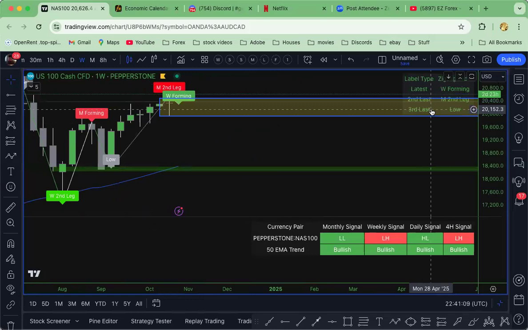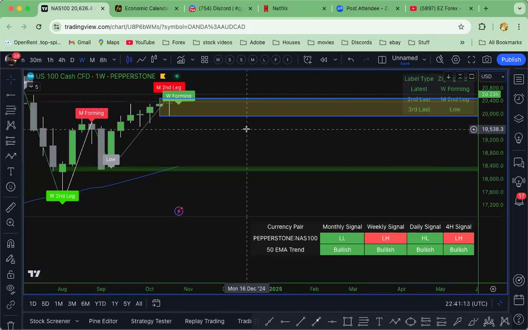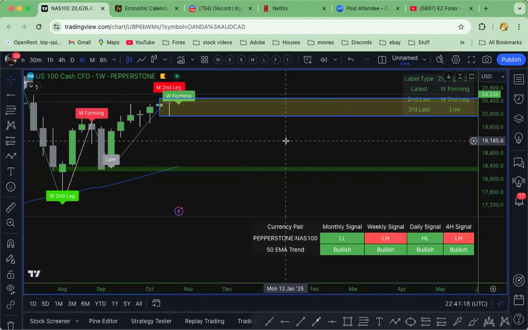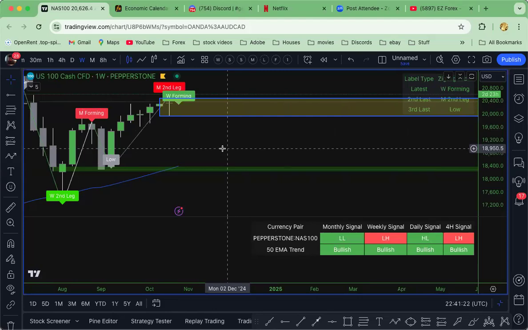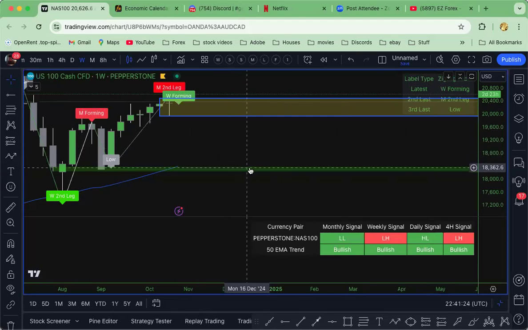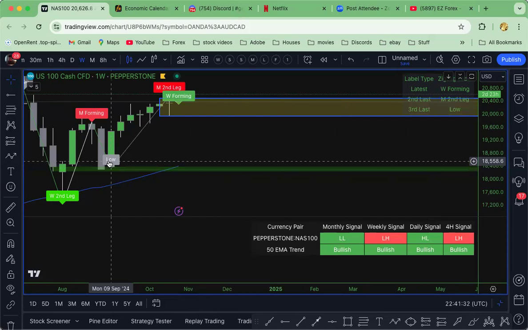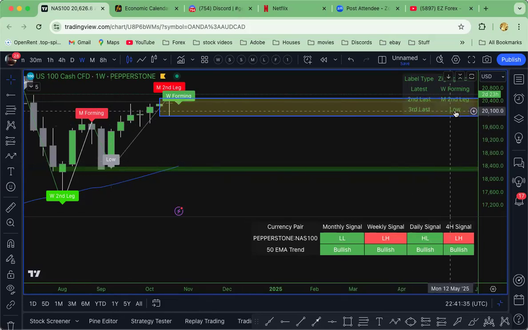Where it says latest W forming, then second, and then the third last one, low. So where it says low, I know after W forming it should be M, so with this one I get a bit confused. I know it's quite bullish. Because it says third last low, does it refer to this one here? No, on the print, this low is this one here, literally.